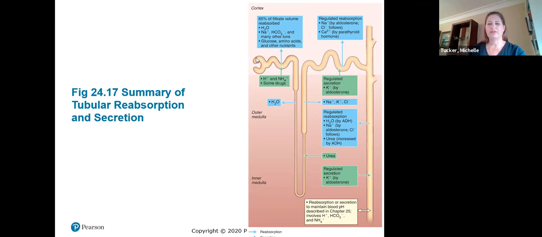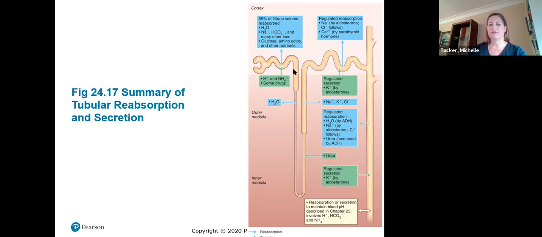And then that filtrate is captured in the capsule and it runs through the proximal convoluted tubule, which has a very high reabsorption surface area due to microvilli. Assuming that we're within physiological levels, 100% of amino acids and glucose will be reabsorbed, and about 65 to 75% of the sodium and the water will be reabsorbed.